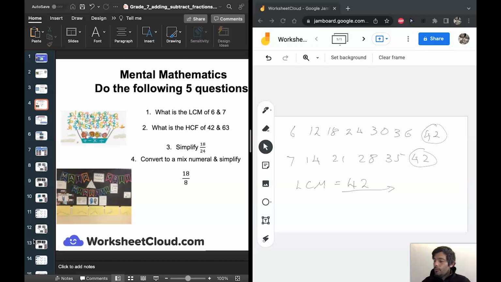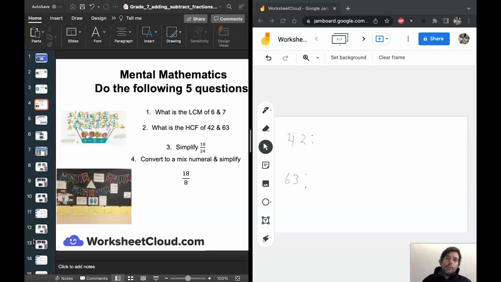Okay, question number 2. What is the HCF of 42 and 63? Now, HCF stands for highest common factor. So remember, factors are numbers that fit into bigger numbers. So what numbers can divide into 42 perfectly with no remainders? The number 1, yes. The number 2, the number 3, the number 4, no. We then go to the number 6 and the number 7. We go to 14, 21, and 42.